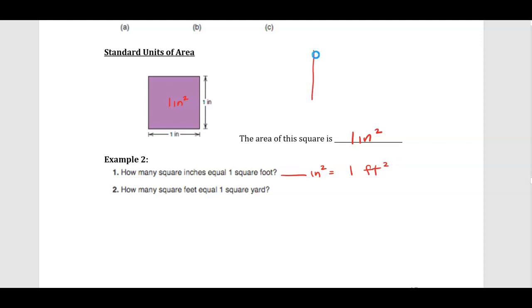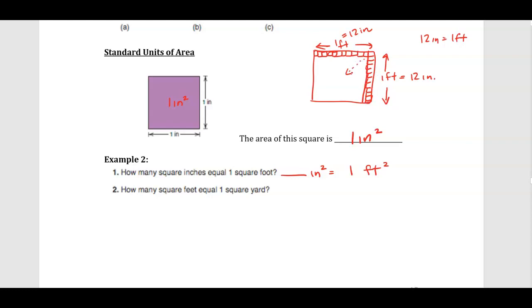Well, let's draw a picture of what a square foot would look like. If we imagine that this is a square foot, so it's 1 foot by 1 foot, we know that there are 12 inches in 1 foot, so 1 foot is the same thing as 12 inches. If it's 12 inches in one direction and 12 inches in the other, here's 1, 2, 3, 4, 5, 6, 7, 8, 9, 10, 11, 12. So 12 square inches in one direction, pretend those are squares, and 12 in the other. If you filled out this entire square, it'd be 12 by 12 or 144 square inches.